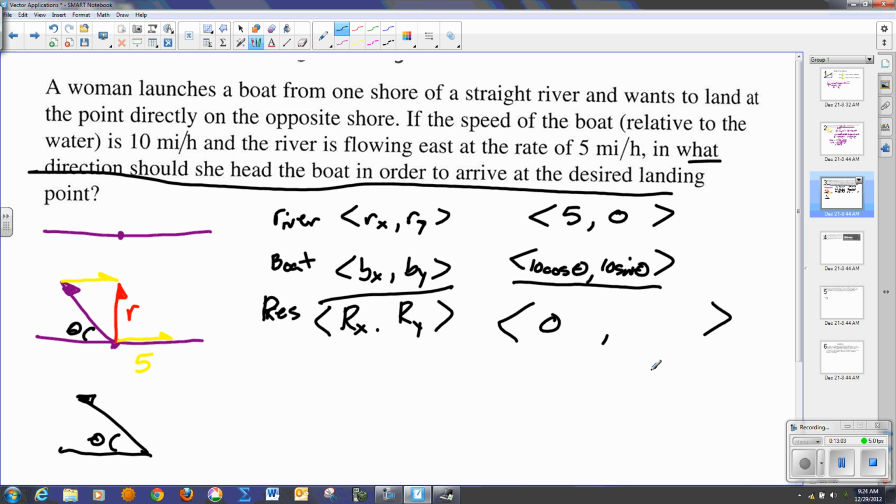And I know that its y component is going to be whatever 10 sine theta is, but I don't know what value that is. So if I look at what I have in my problem and I want to find my angle, notice I know that 5 plus 10 cosine theta is going to equal 0.